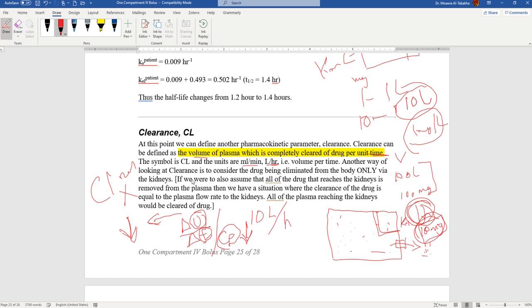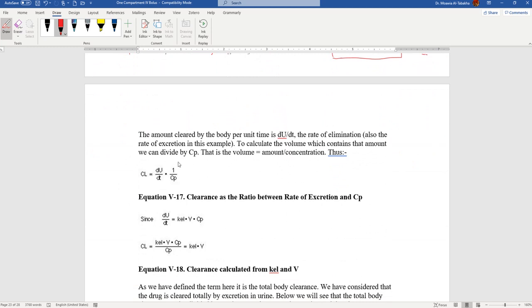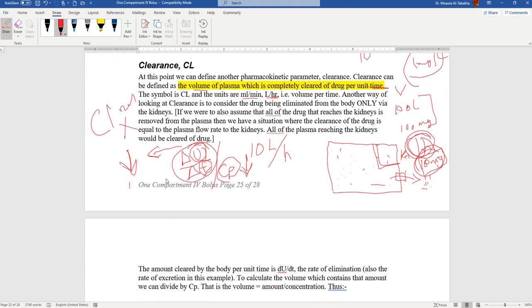The concentration here will decrease, and also the rate of elimination will decrease. So it will keep the clearance constant. The clearance, as I said previously, is even more important than KEL. Okay, this is how we can write it: du/dt, or the rate of amount eliminated, divided by concentration. Here, pay attention, the concentration is at midpoint time. Meaning if we start from time 0 to 1 hour, this CP is at half an hour. Okay.